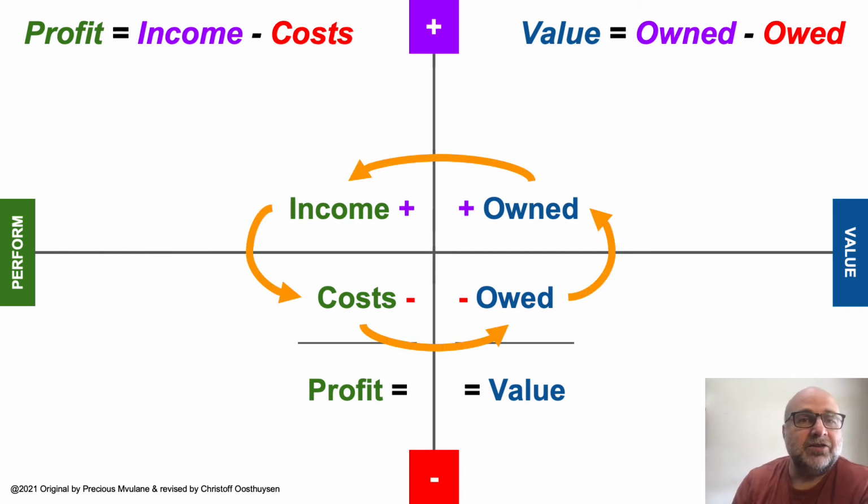Okay, so we can see there's a relationship between these two. I'm quickly going to run through that. It's not too complicated, but just to give you a sense of how the flow of funds actually bring these four elements on the four quadrants together.